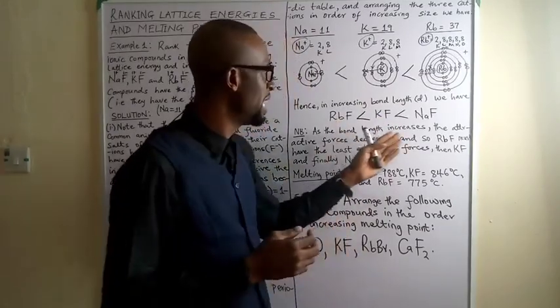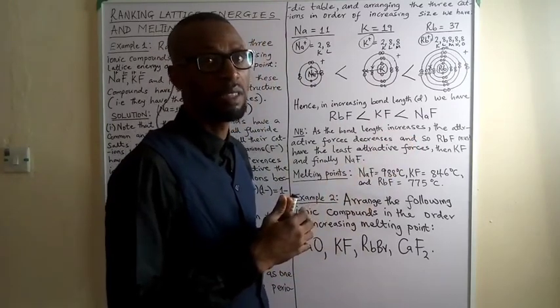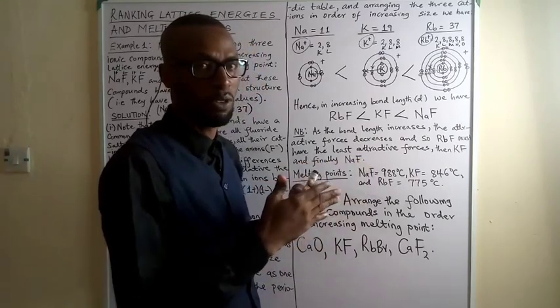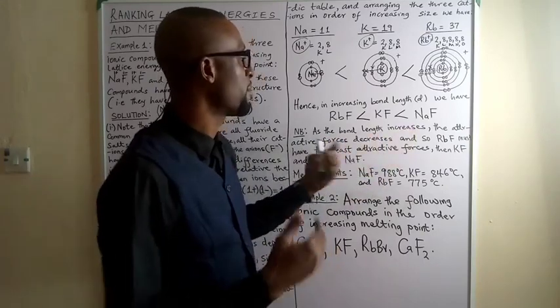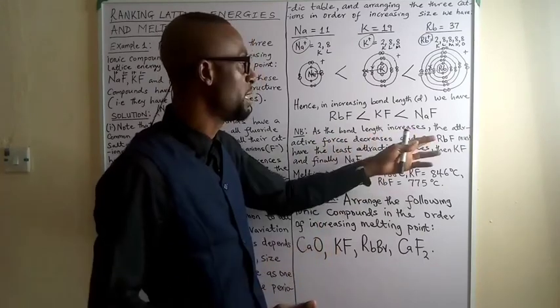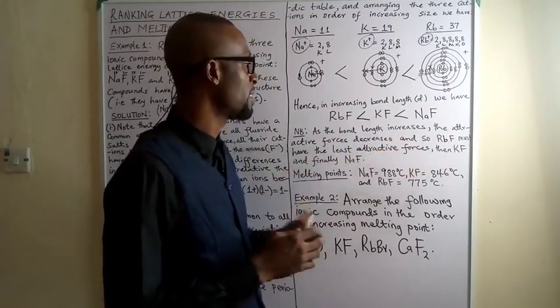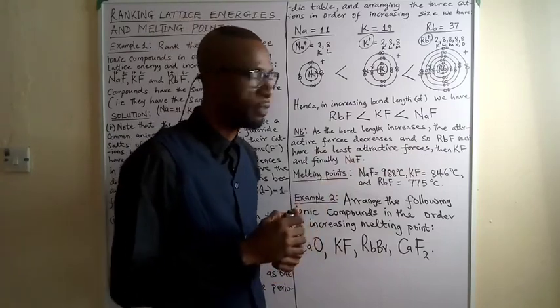So as the bond length increases, because of the higher radius of each of the ions, because of the higher internuclear distance, the attractive forces of course decrease. So you can agree with me here again that rubidium fluoride must have the least attractive forces compared to potassium fluoride, and finally sodium fluoride.